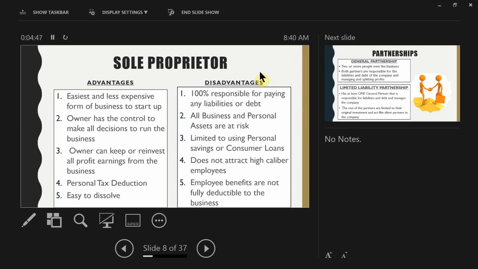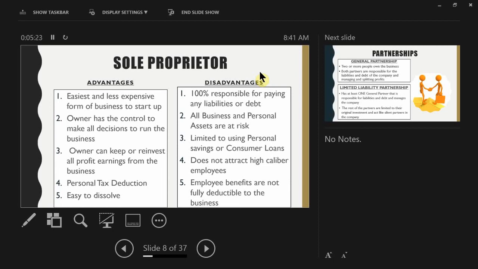And then number 4, personal tax deductions. As a sole proprietor, since you and the business are one, the biggest advantage is you get a huge tax break. What I mean is you can write off and deduct a lot of things, and basically you pretty much get most of your money back when you file taxes. So it's a huge, huge tax break.